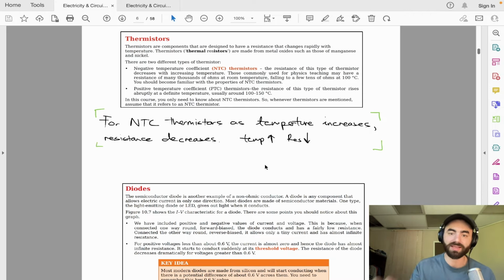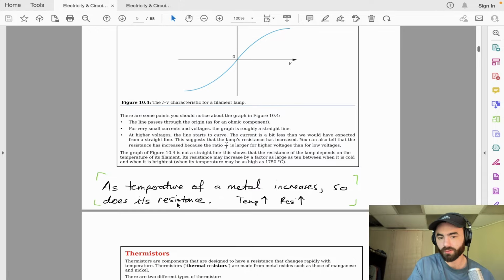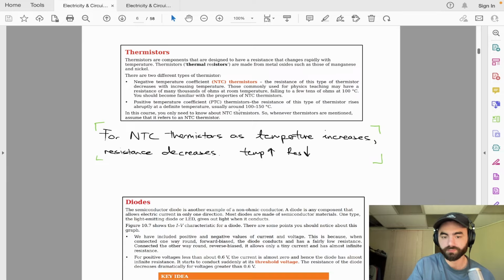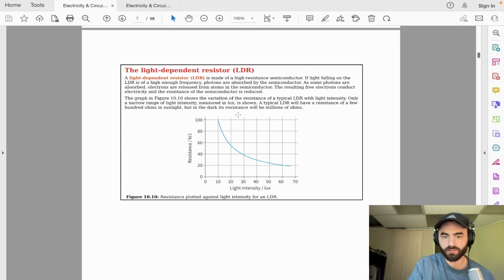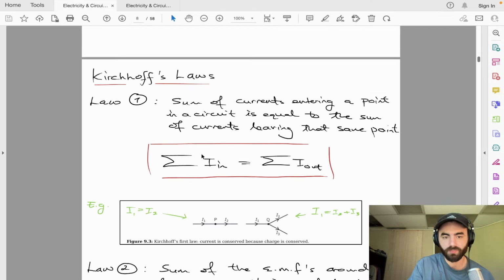And we can put different things in the circuit which react differently to these different variables of voltage, current, and resistance. For example, a negative temperature coefficient thermistor: as temperature increases, the resistance decreases, which is different from this one. So you just have to know that. And with diodes and things like this, there are questions on the worksheet.